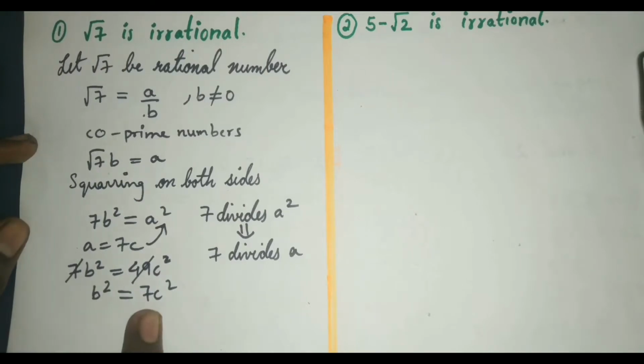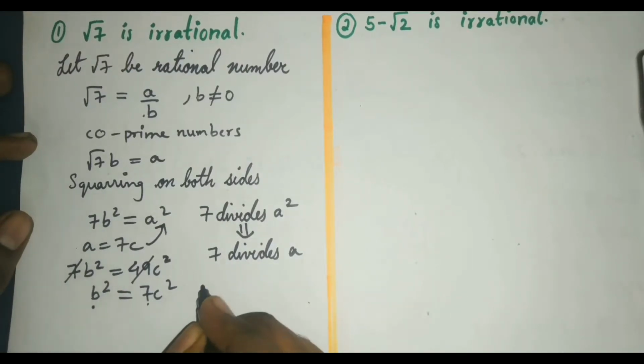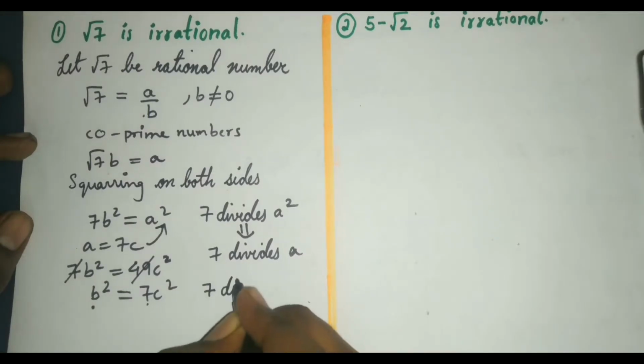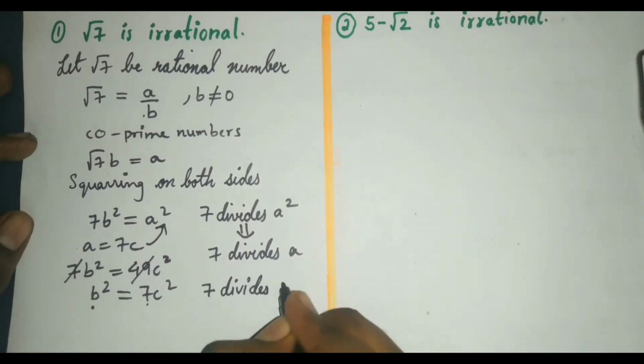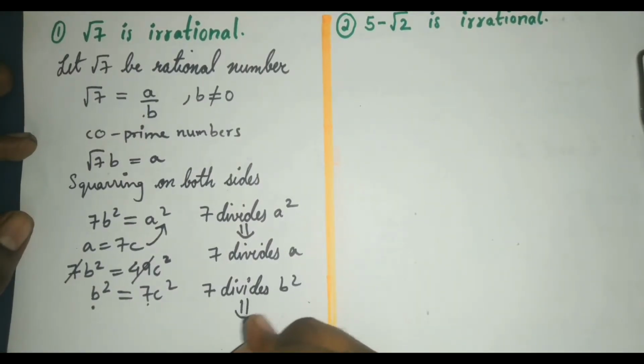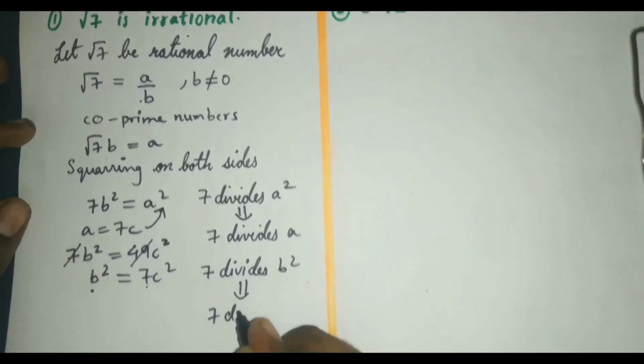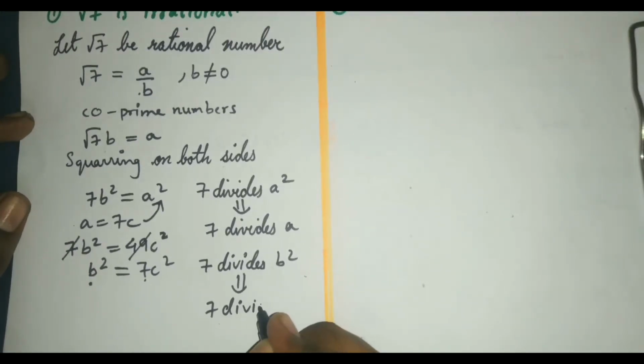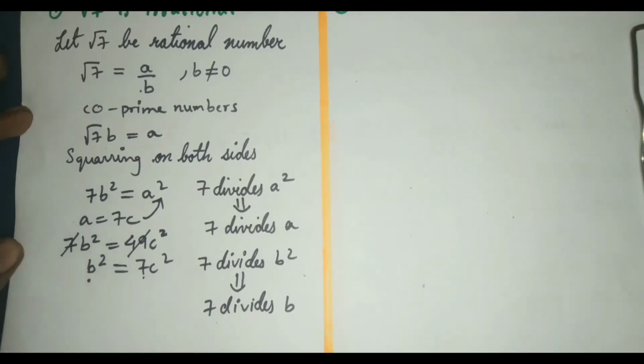So b square equals 7c square. Now from this, what can we understand? It means that 7 divides b square. We can say that 7 divides b square, that implies 7 divides b. 7 divides b, you can say.